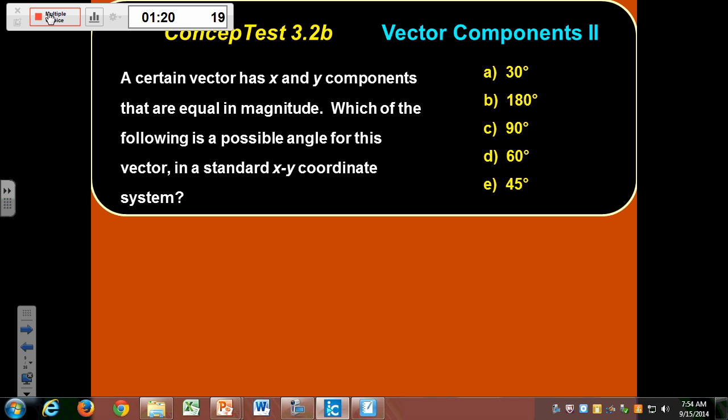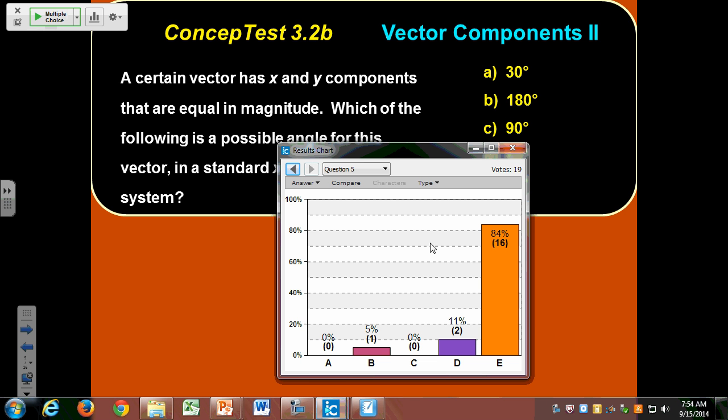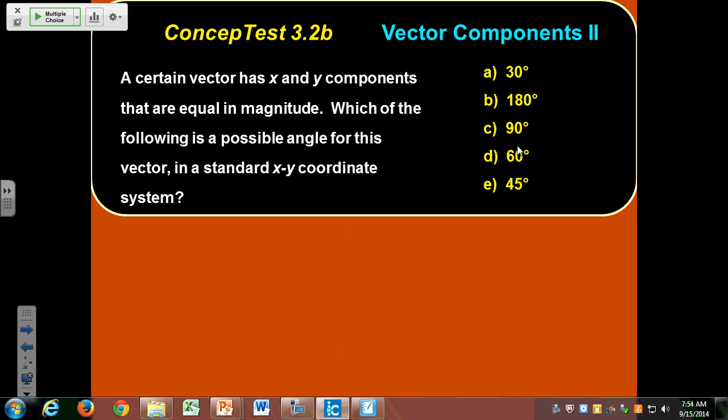All right, just a few more seconds. I'll take it away. 125. Okay, that's all right. So 45 degrees. It's an equilateral right triangle if they're the same length, right? And so this angle has to be 45 degrees. That's not the only possible angle for these vectors. What are some other possible angles for it that aren't listed here?